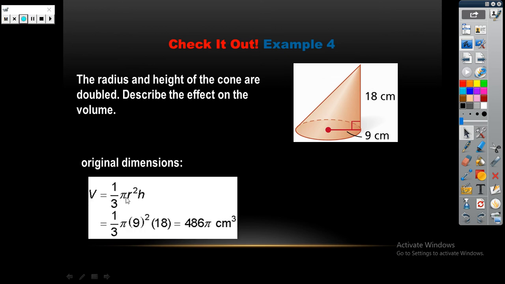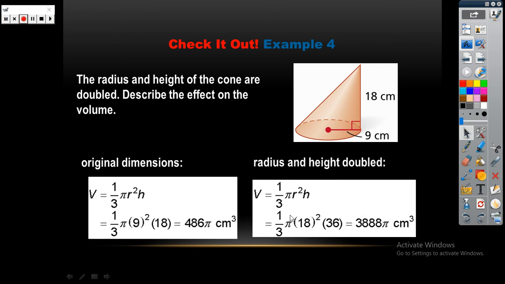So the volume is 1 over 3 pi times radius 9 to the power 2 times 18, which is 486 pi centimeters cubed. Now, after I double the dimensions, I have 1 over 3 pi, 9 times 2 is 18, and 18 times 2 is 36. So 1 over 3 pi 18 to the power 2 times 36. And the answer is 3888 pi centimeters cubed. So the volume is multiplied by 8.